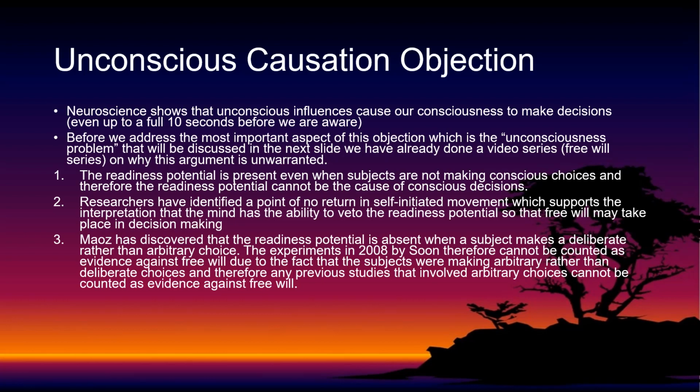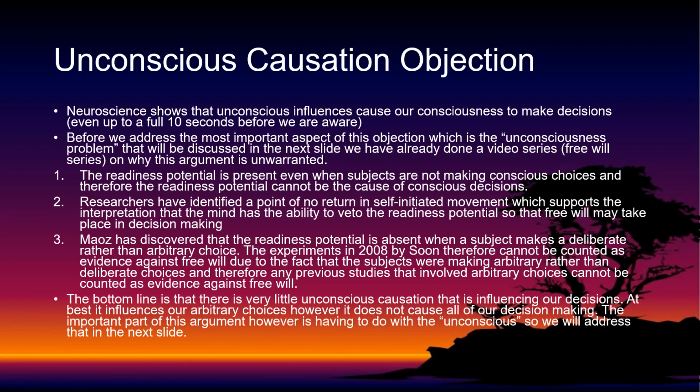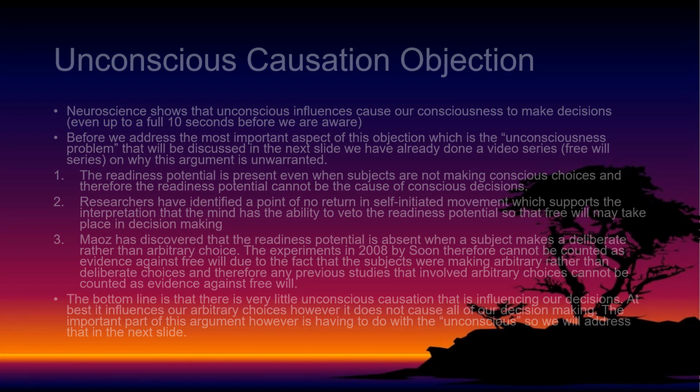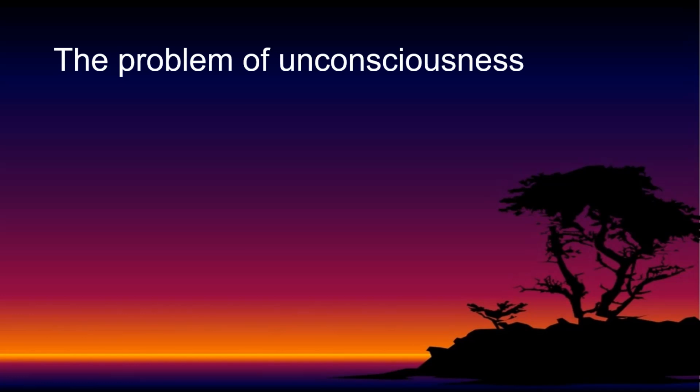So this is kind of a review for those that watched my series on free will, but I'm bringing it back because it has to do with the first part of this objection, which is the claim that neuroscience shows that unconscious influences cause our consciousness, and given these studies, that's actually not the case. The bottom line is that there is very little unconscious causation influencing our decisions. At best, it influences our arbitrary choices, but it does not cause all of our decision making. The important part of this argument, however, has to do with unconsciousness, so we will address this in the next slide. So what is this problem of unconsciousness that we're dealing with here?